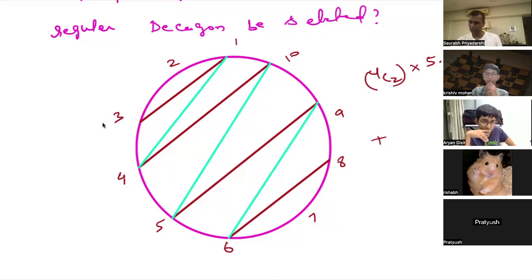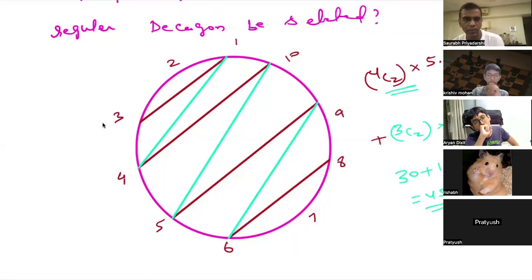Right. 3C2 into 5. So this is 30, plus this is 15. 45. Yes sir.